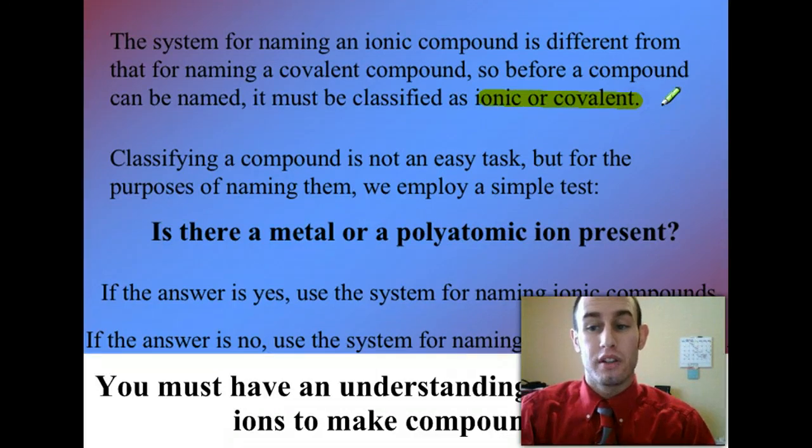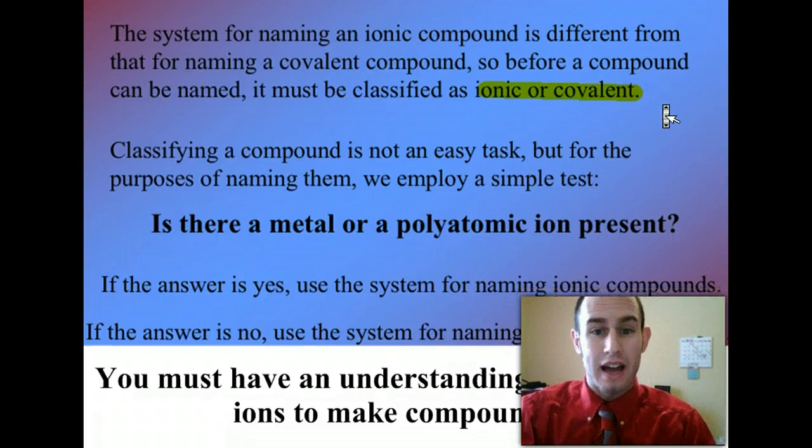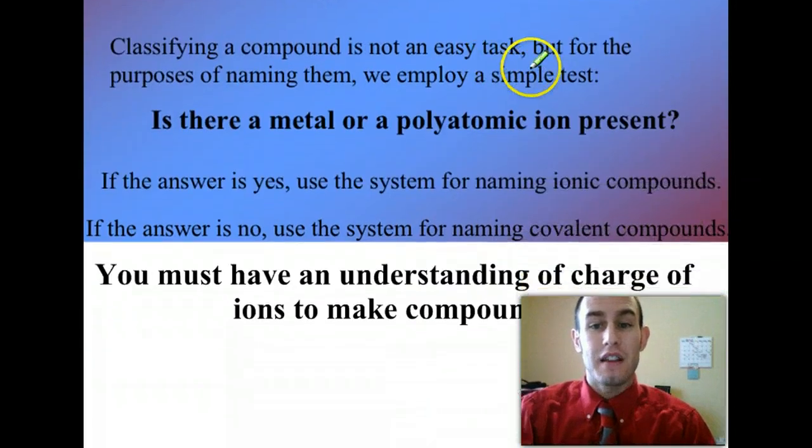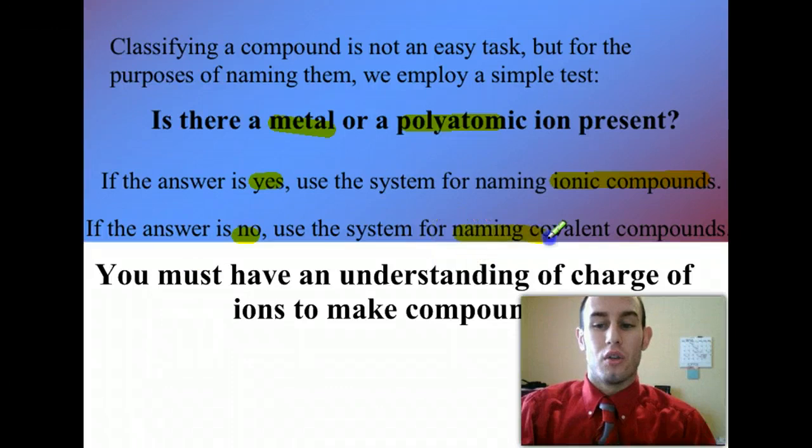So how are we going to determine that? We've practiced a lot in the past. You need to classify the compound as basically ionic or covalent. Basically, you're asking yourself, is there a metal or a polyatomic present? If yes, then we're going to consider it an ionic compound. If it's no, then you're going to name it using the rules of covalent compounds. This video only talks about ionic compounds.